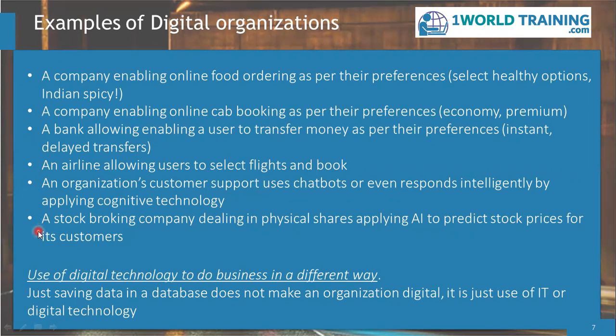These are some good examples of digital organizations, which means in all these cases, use of digital technology has been done to do the business in a different way. So either do the different business in a different way or do a significantly different business. That is what a digital organization does, which means just saving data in a database does not make an organization digital. This is just the use of IT or digital technology.